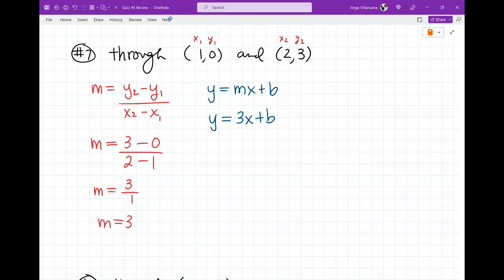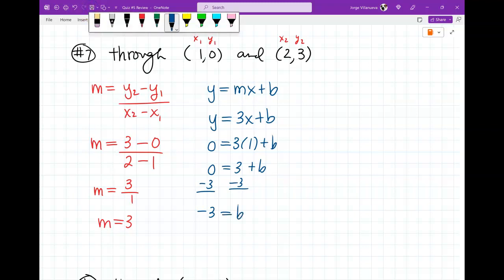Which one do you want me to use? What do you think would be the easiest one to plug in, first or second? The first one has a 0, right? So let's go with that. So y is 0, x is 1. So 0 equals 3 plus b. That came out pretty easy. We're just going to subtract 3 from both sides. So negative 3 is equal to b.